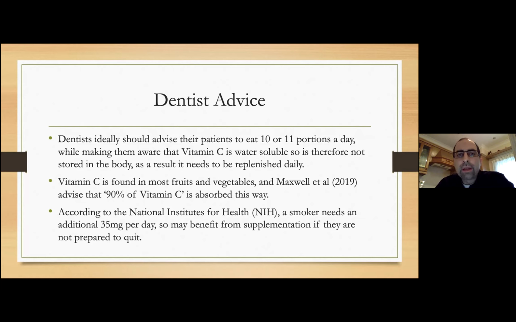So every day we need to have 10 or 11 portions of fruits and vegetables. Vitamin C is found in most fruits and vegetables, and that's the main way it's absorbed by the body. According to the National Institutes of Health, a smoker needs an additional 35 milligrams per day. They need more vitamin C, and they need supplementation if they are not prepared to quit. We all know the effects of smoking on lung disease and other problems it causes, skin problems.